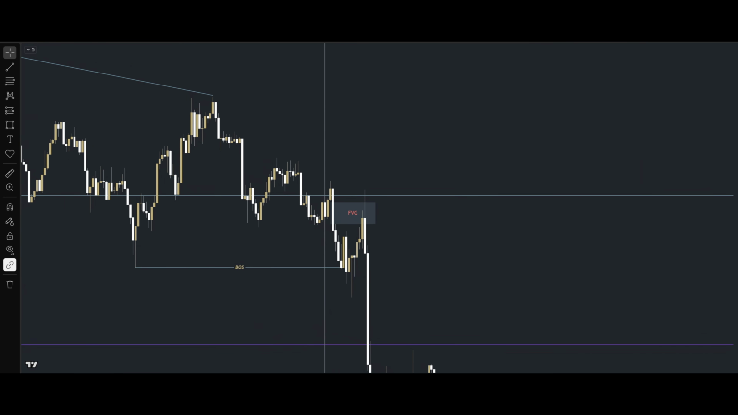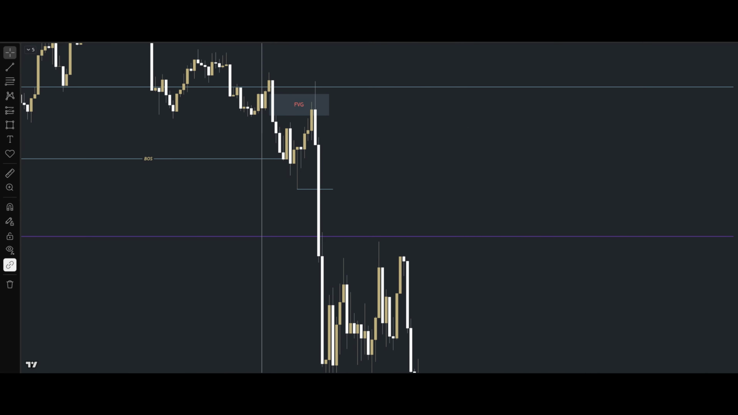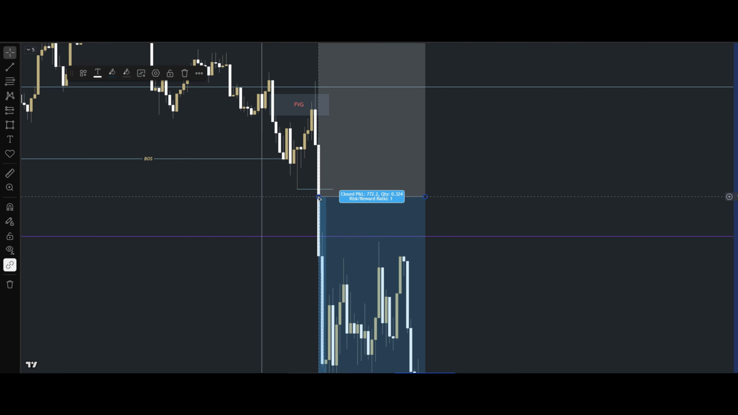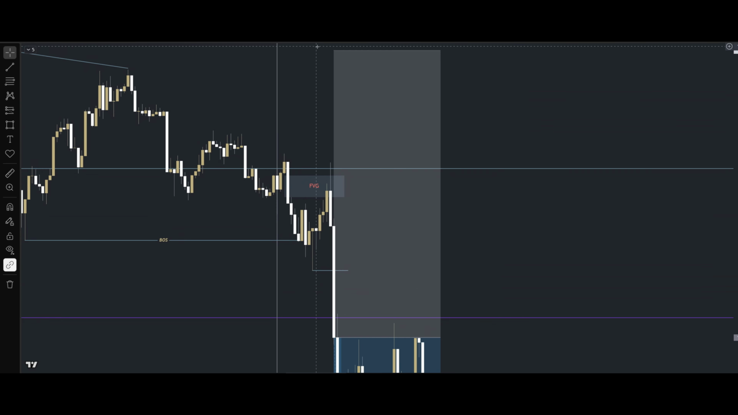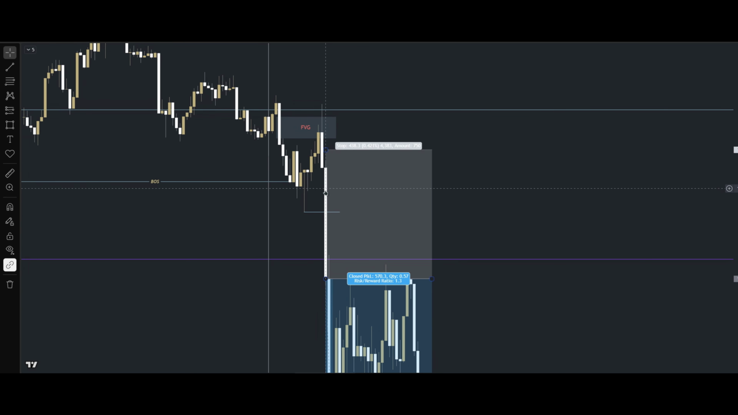So what do I want? I want a small change in character or change in state of delivery, something that just tells me it's time to move. And here we are. Now, you can either enter really aggressively, once the candle breaks slightly below this low, somewhere around here. Or you can wait for price to finish closing, and now you have more confidence in the trade because you have all these big bearish candles.